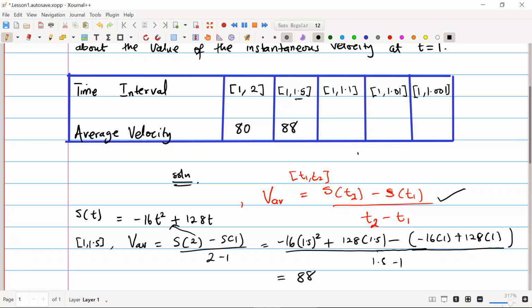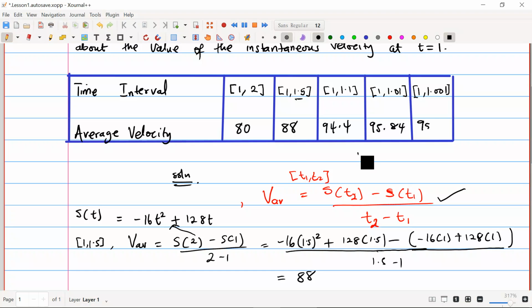When you do the other interval, you're going to get 94.4. When you do the next one, you're going to get 95.84. When you do the last one, you're going to get 98.984. Now, oh sorry, it's actually 95.